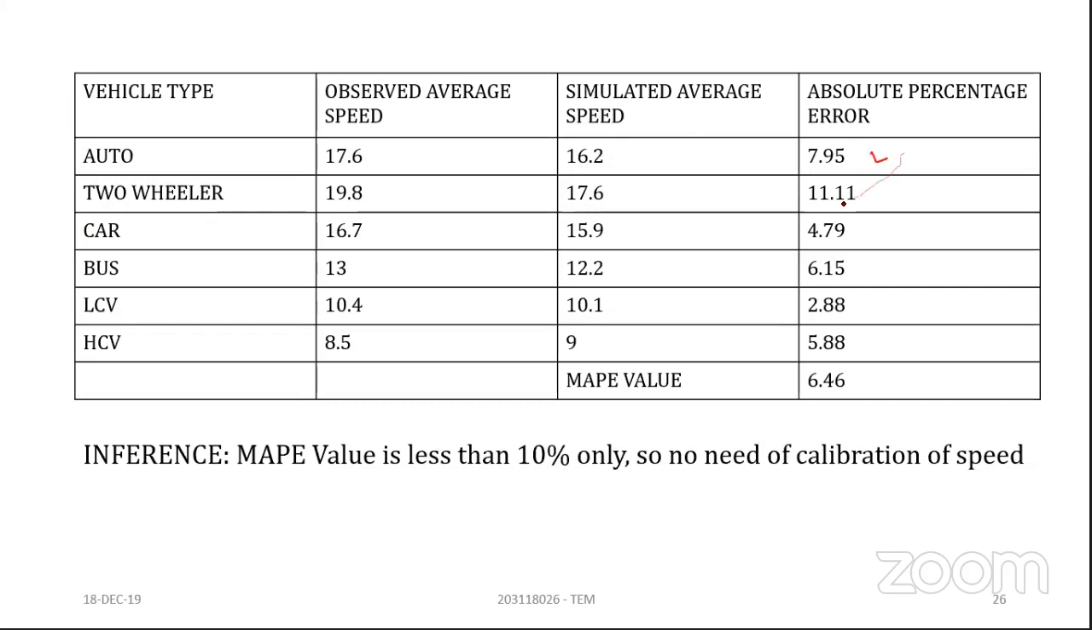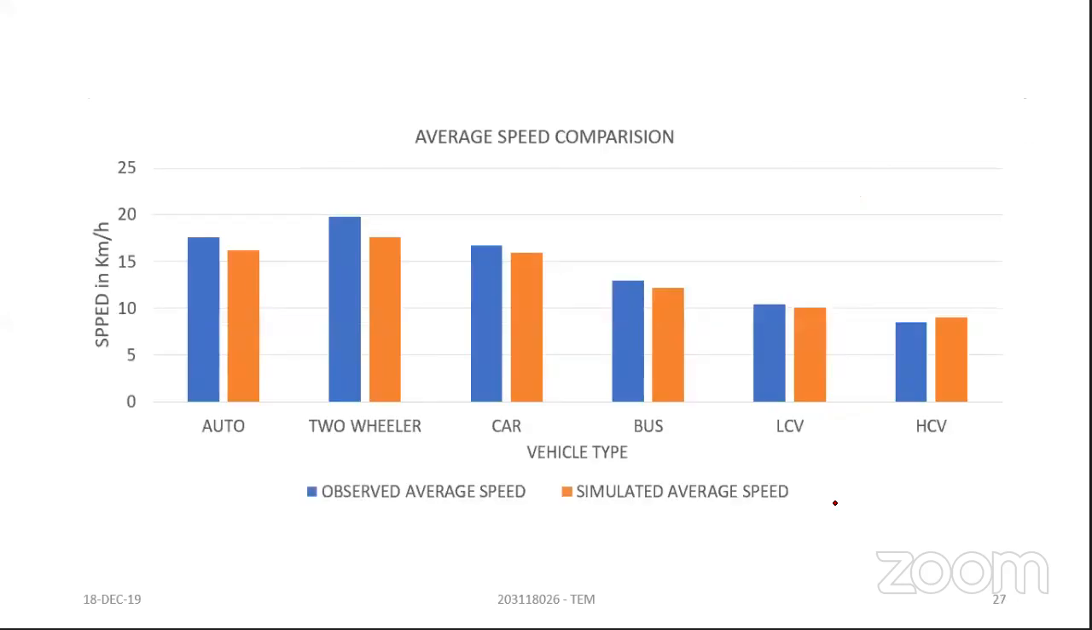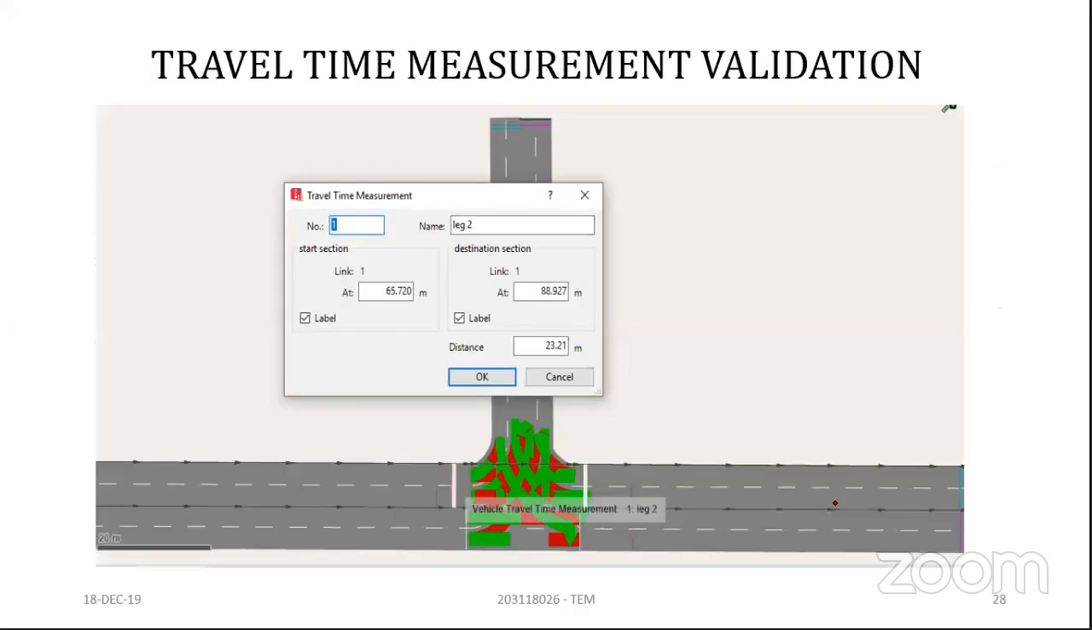If you look at almost all the locations, the overall percentage error we can see is 6.46. So this is the MAPE value we get for those particular locations. It is less than 10%, so there's no need of modifications or calibrations of speed. If it is greater than 10, then we need to perform the calibrations. And this is the graphical representation of the variations of your average simulated and observed speed.